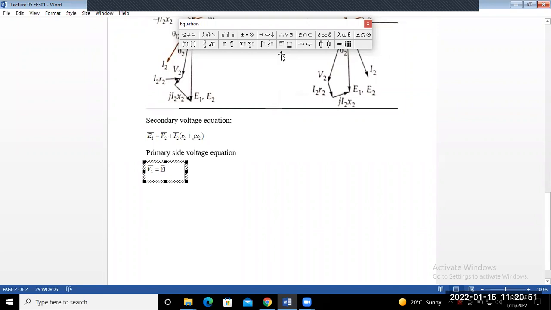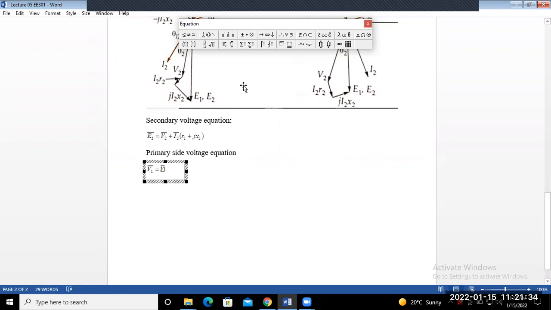So what is X1, sir? X1 is your primary coil leakage reactance. You have considered two coils, no? One is your primary coil, another is your secondary coil. The primary coil resistance and leakage reactance are represented by R1 and X1, and the secondary coil resistance and leakage reactance are represented by R2 and X2. Suffix 2 represents the secondary coil and suffix 1 represents your primary coil. Is it clear?